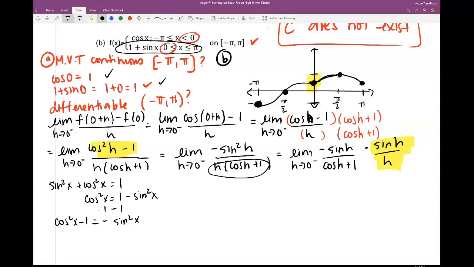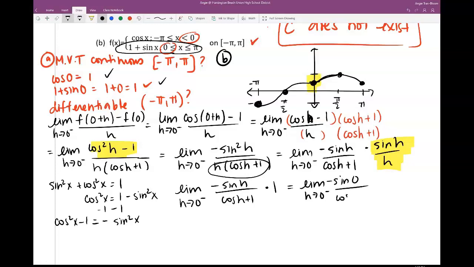Okay, so let's go back. Now I just have this last piece to work with, so the limit of negative sine of h over cosine of h plus 1, times, okay, the limit of that is 1. Then from here, I can actually substitute in 0. So that's the limit as h approaches 0 from the left of negative sine of 0 over cosine of 0 plus 1. Well, sine of 0 is 0. Cosine of 0 is 1, so 0 over 2 is 0. So the left-hand derivative is 0.